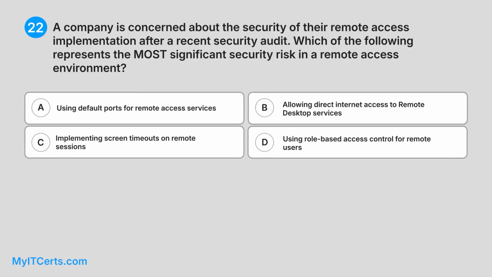22. A company is concerned about the security of their remote access implementation after a recent security audit. Which of the following represents the most significant security risk in a remote access environment? A. Using default ports for remote access services. B. Allowing direct internet access to remote desktop services.